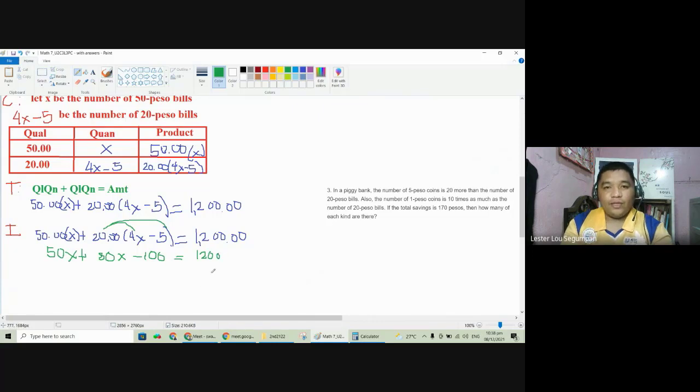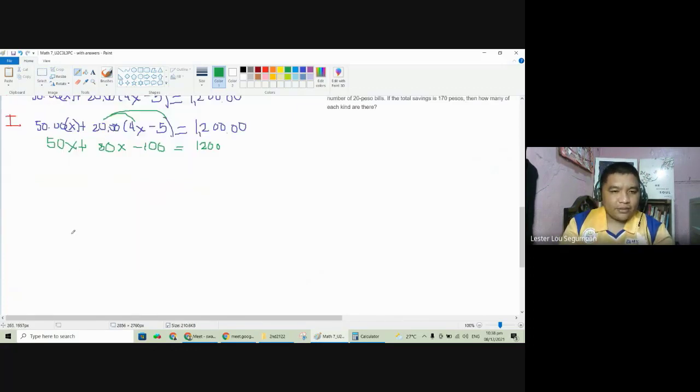I am now removing the decimal places in the meantime, since it doesn't have any use here. So you have this answer: 130x minus 100 is equal to 1,200. Add both sides by 100 so that you could continue, and you will have 130x is equal to 1,300. Probably you already know where we're going to.